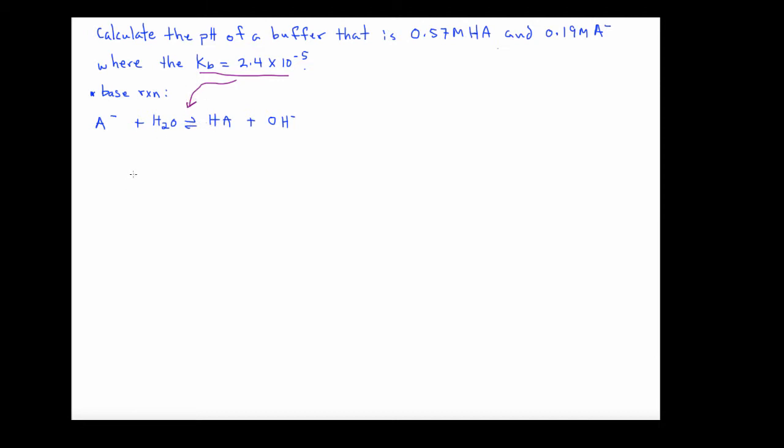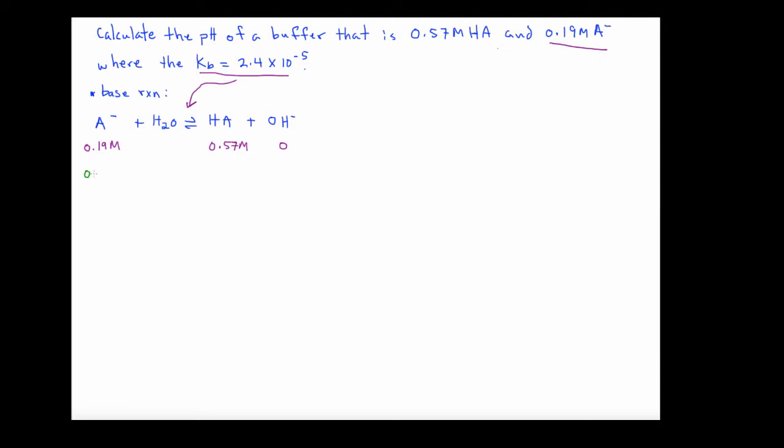Now, what we're going to do initially is set up our ICE table. And we see that we've been given an initial concentration of 0.19 molar of A minus and 0.57 molar of the HA, and we have 0 of the OH minus to start with. So the equilibrium is going to shift to the right in order to produce some hydroxide, and in our ICE table we're going to show that this way.